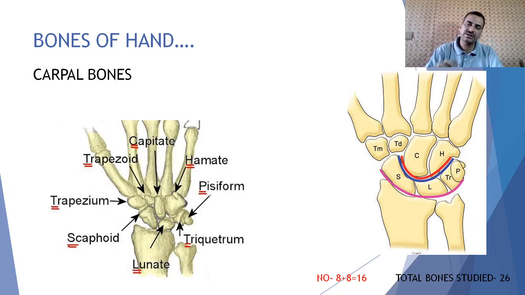In the wrist, they are arranged in 2 lines, with 4 in one line and 4 in the other. In the proximal line, the bones are scaphoid, lunate, triquetral and pisiform, and in the distal line towards the fingers there are trapezium, trapezoid, capitate and hamate. Up to this level we have studied a total of 26 bones.